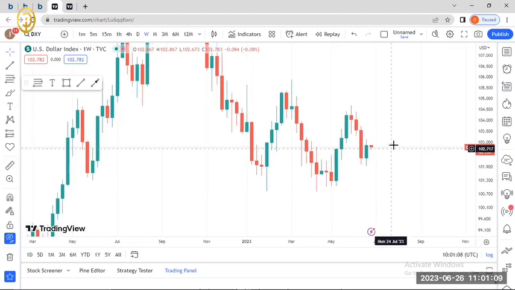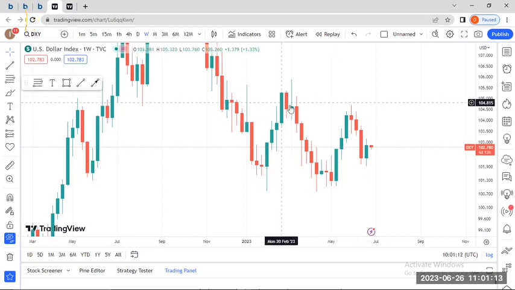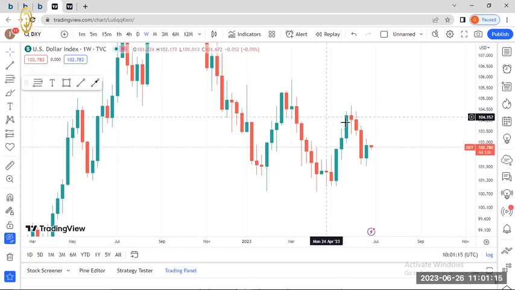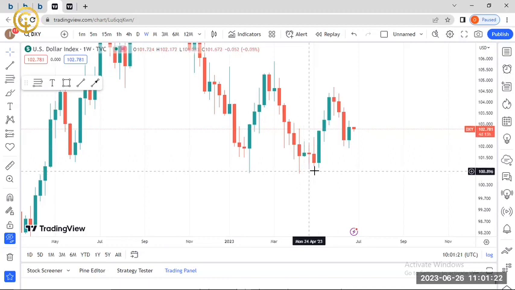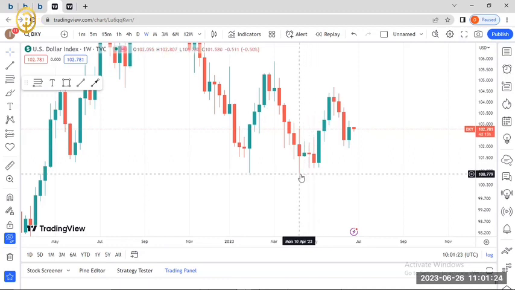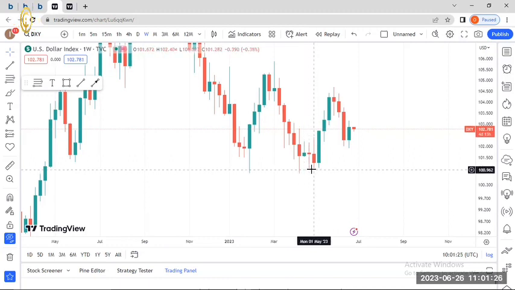lessons, I've told you that we are already short currently on the dollar. We filled a rejection block here as a draw on liquidity, and the next draw on liquidity on this particular time frame are these lows here, 1, 2. So these are the lows. We are looking at the next draw on liquidity.